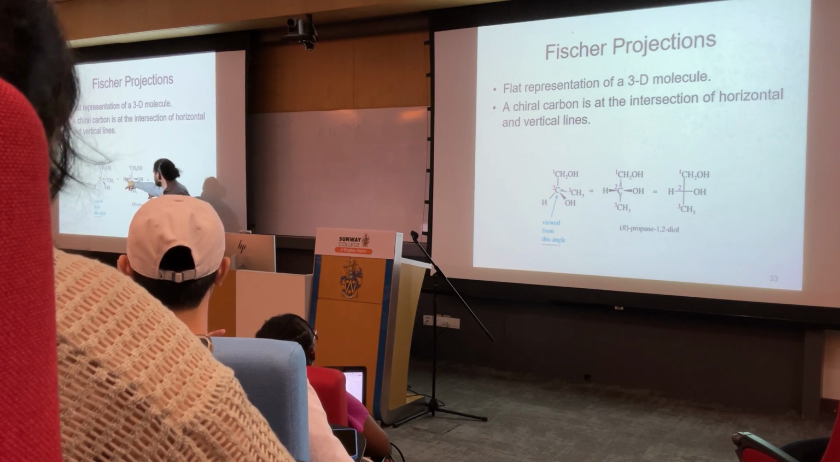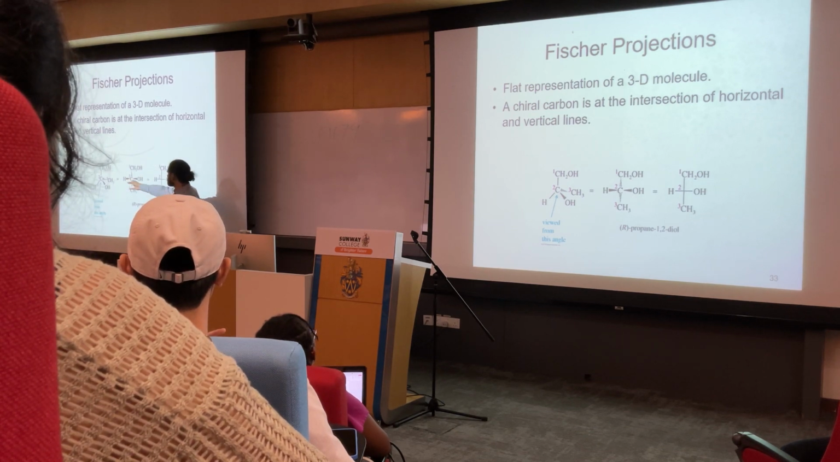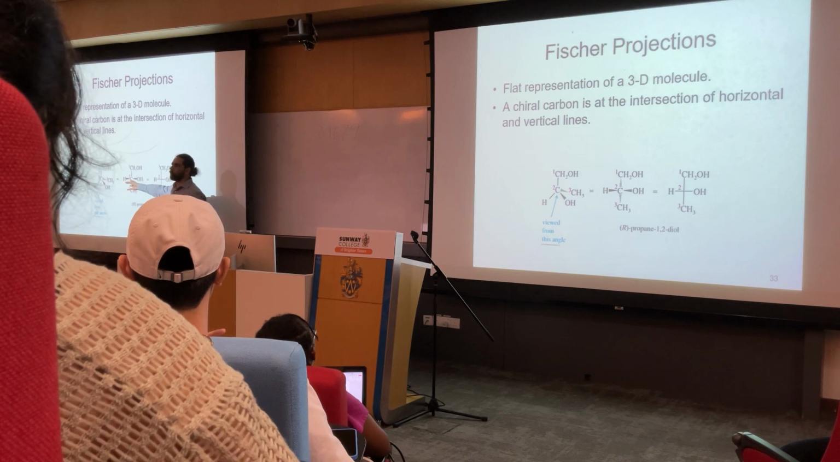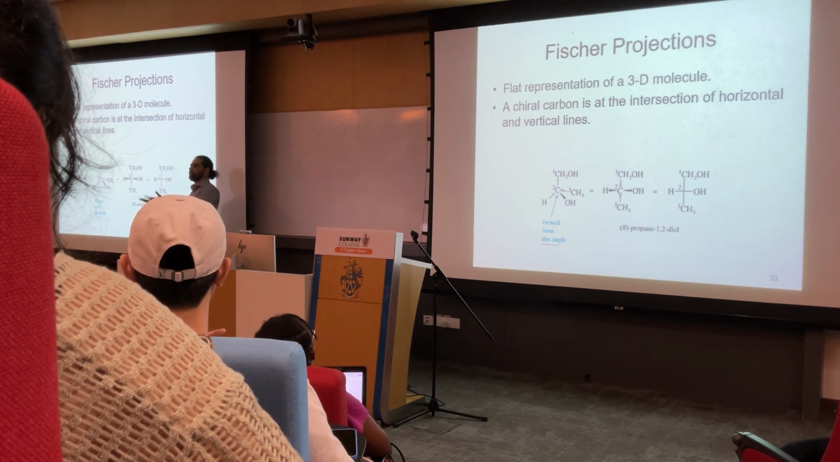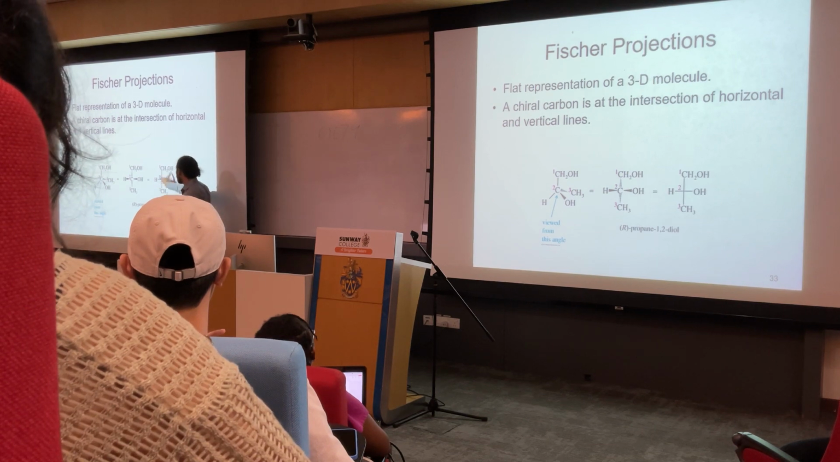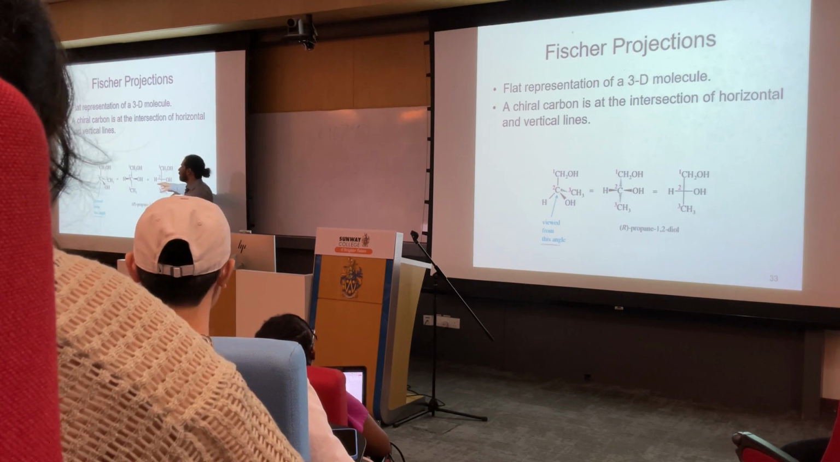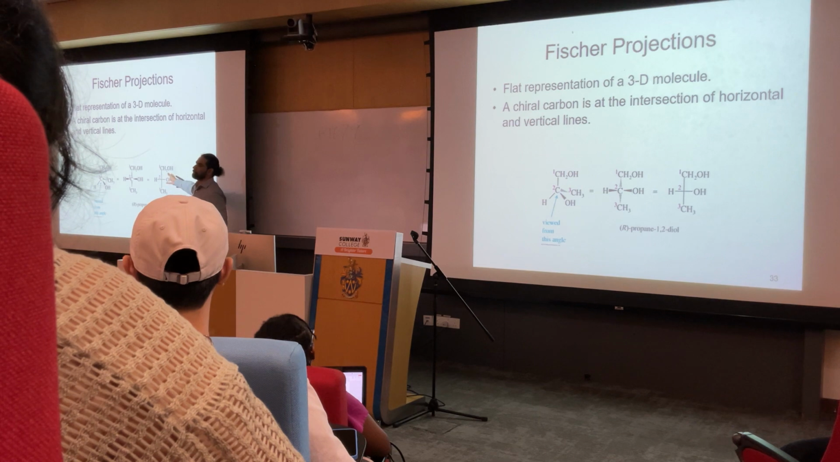And how did we convert that into this? This is a particular way that you have to look at the molecule. Then two groups will become horizontal and the other two groups will become vertical. So we have a cross structure in Fischer projection for any given molecule.